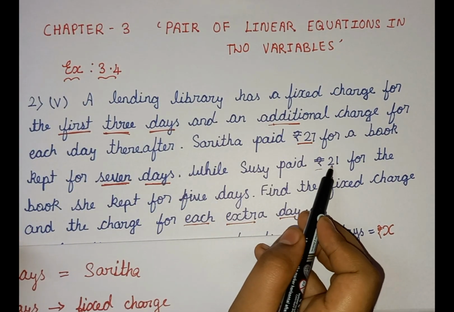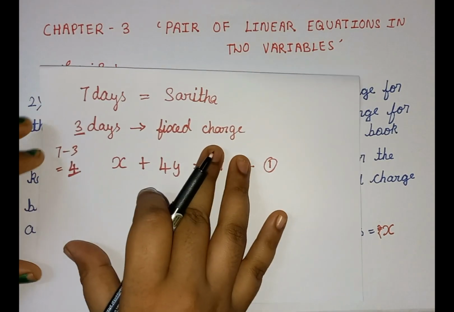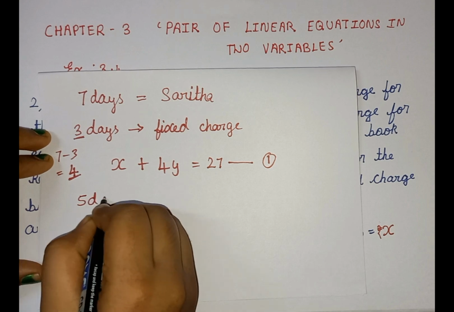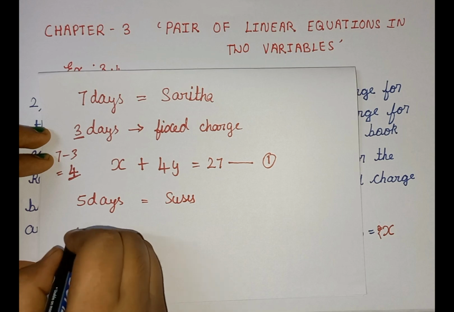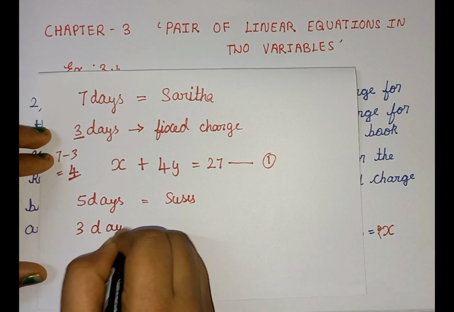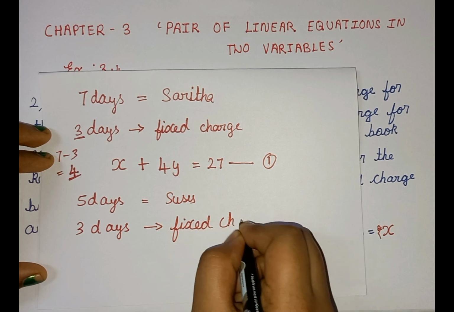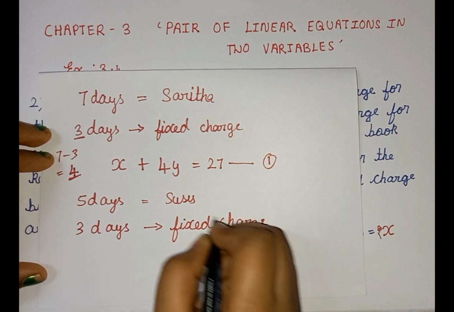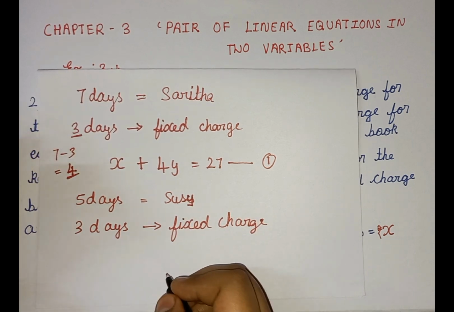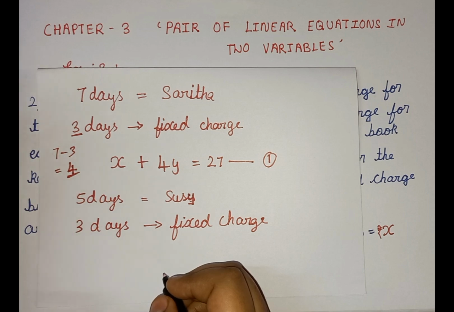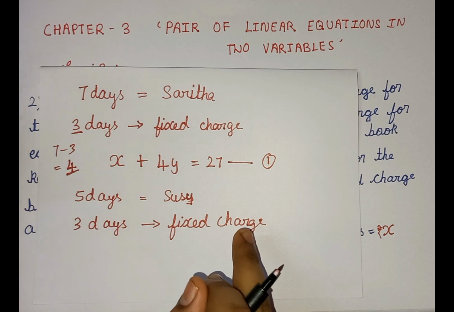While Susie paid 21 rupees for the book she kept for 5 days. So here Susie kept the book for 5 days, but the fixed charge is only for 3 days. Everyone will pay the fixed charge, isn't it? Why? Because if we pay the fixed charge only, we will be able to take the book. Some libraries are like that only. After paying the fixed charge, most people are allowed to take the book.